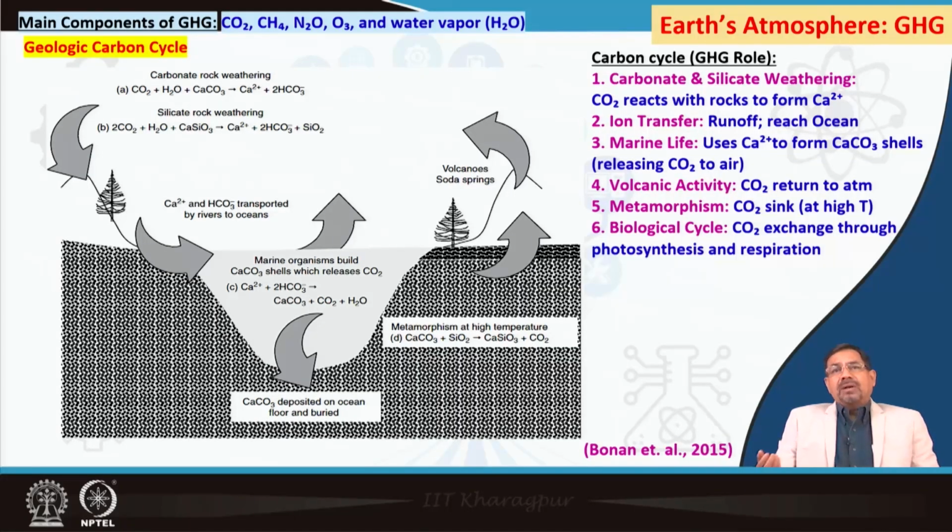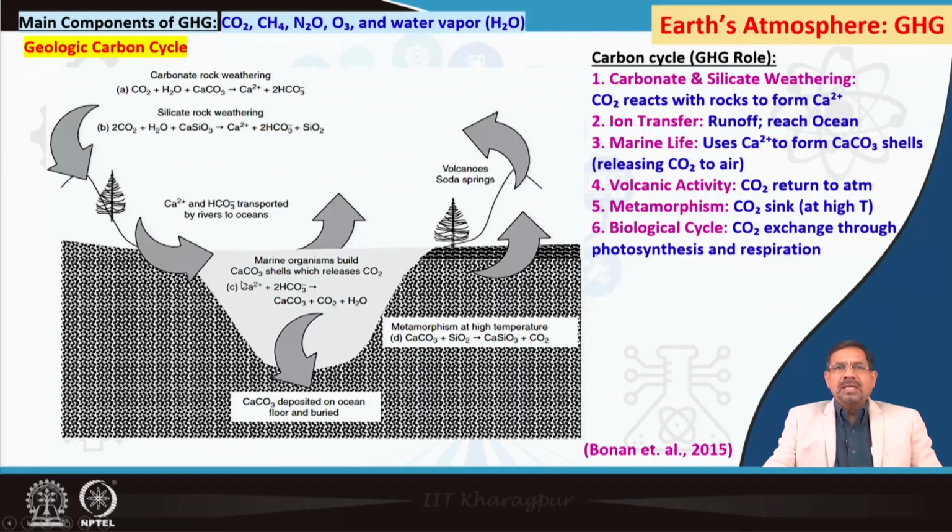So, that means ion transfer: these bicarbonate ions are leached through the drainage system, and finally they rest in the sea and oceans, right, in the marine sphere. So, that is what is explained here. The carbonate ions and the bicarbonate ions are transported by the drainage network, rivers and others, to the sea and oceans.